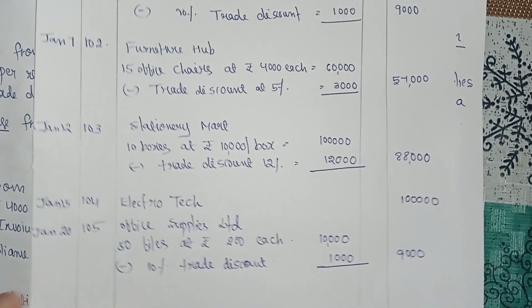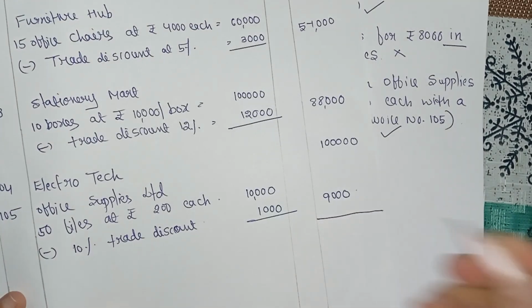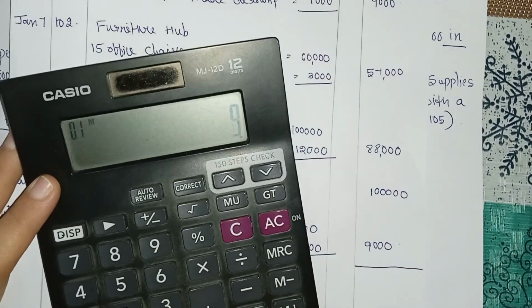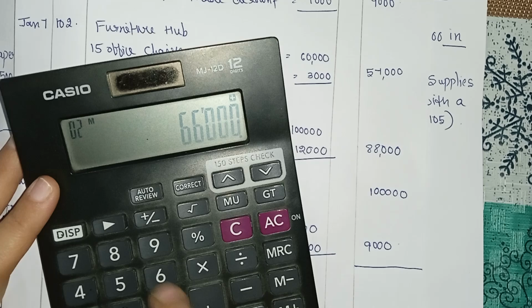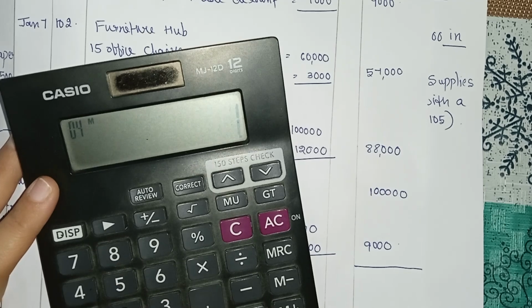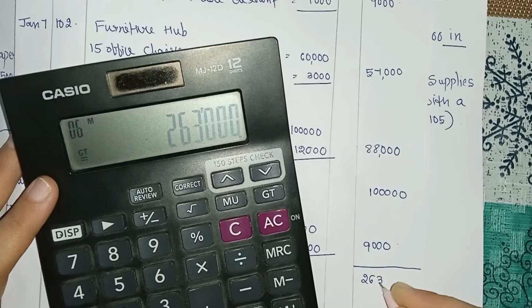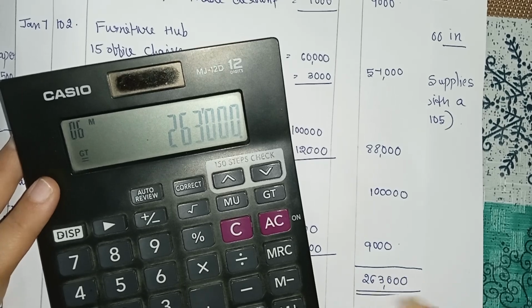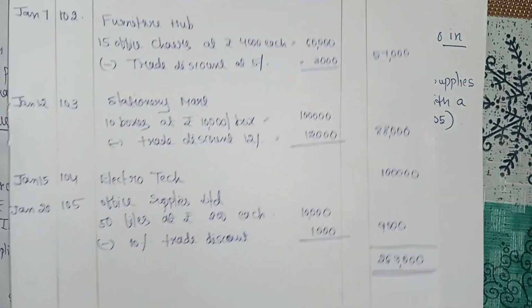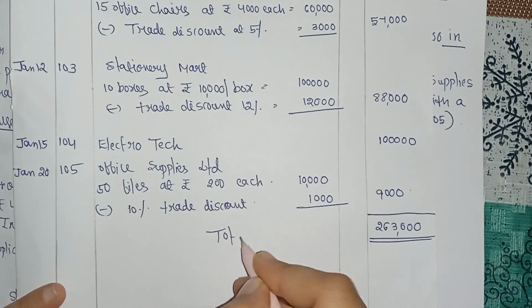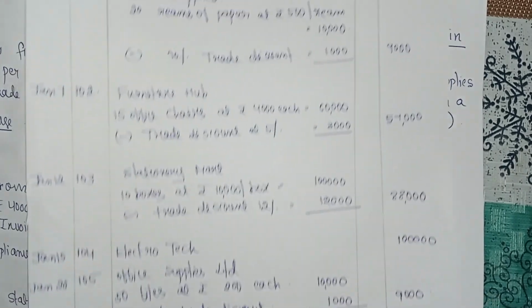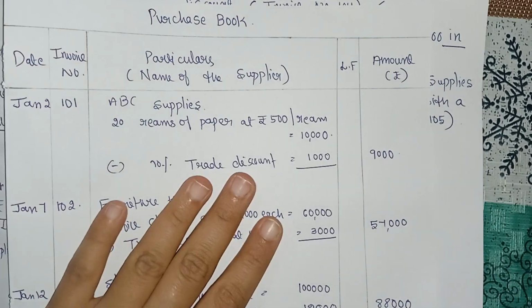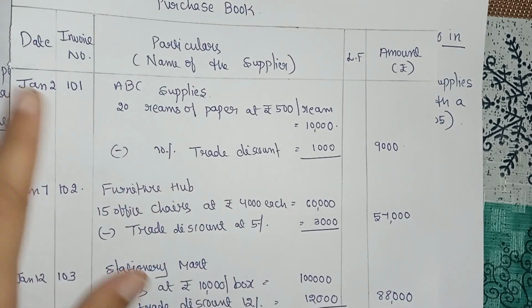Yes, correct. Now we have to total this column, that is 9,000, 57,000, 88,000, 1 lakh plus 9,000, that is rupees 2,63,000. Total amount of purchase book, 2,63,000. See, in this way we have to solve the problems under purchase book.